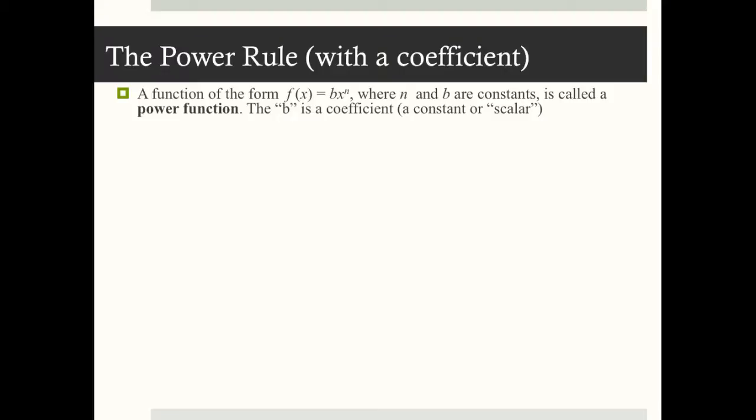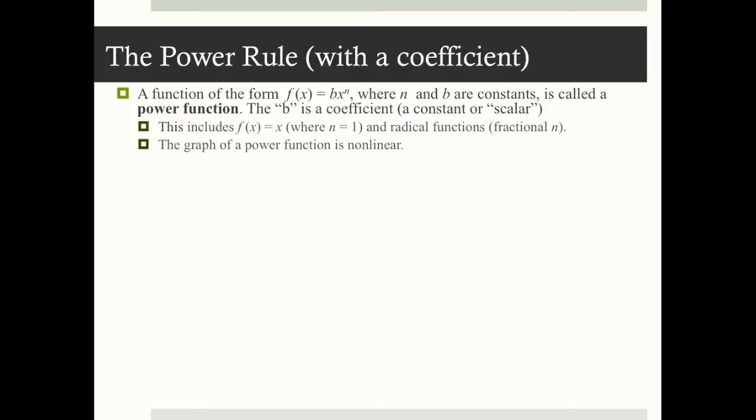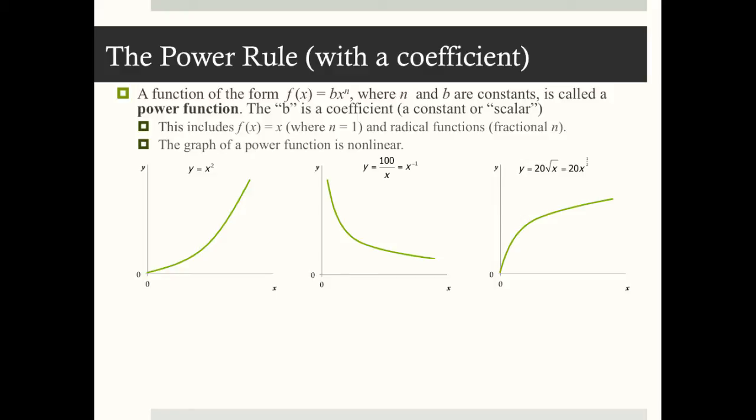Now let's move on to the power rule with a coefficient. A function of the form f of x is equal to b times x to the n, where n and b are constants, is called a power function. The b is a coefficient. It's also called a constant or a scalar. So, power functions include f of x is equal to x, which is just saying that n equals 1, and radical functions, where we have a fractional n, so n equals 1/2. The graph of a power function is nonlinear. So here's an example of 3 different types of power functions.